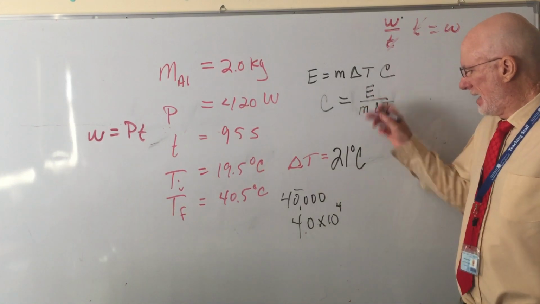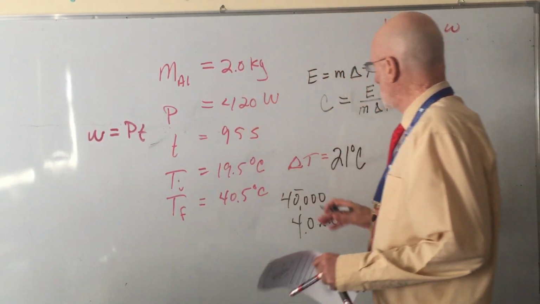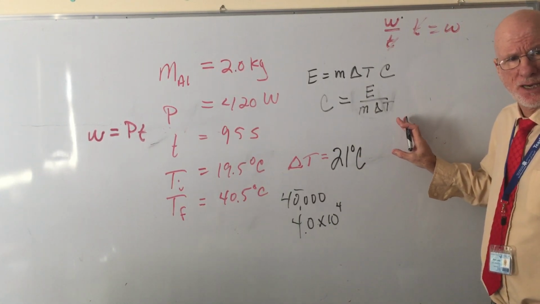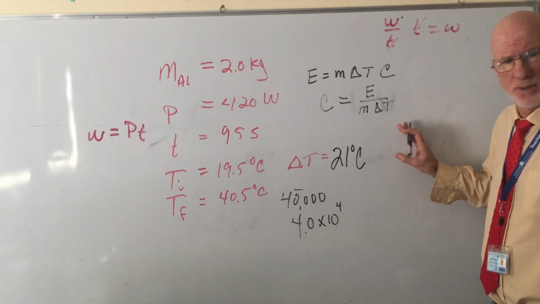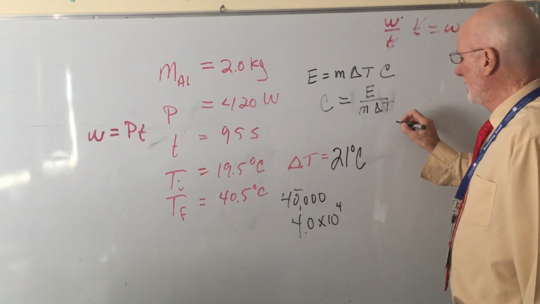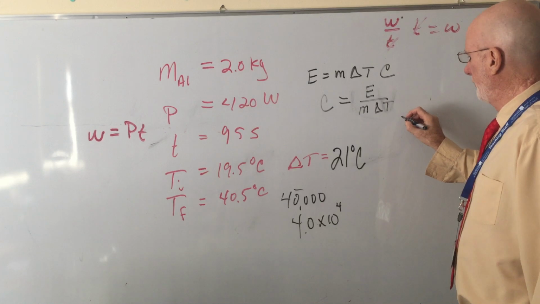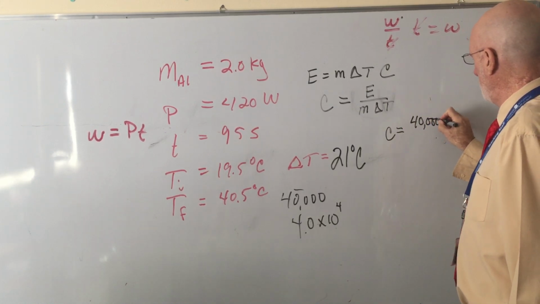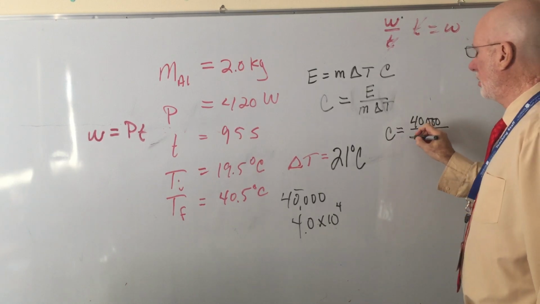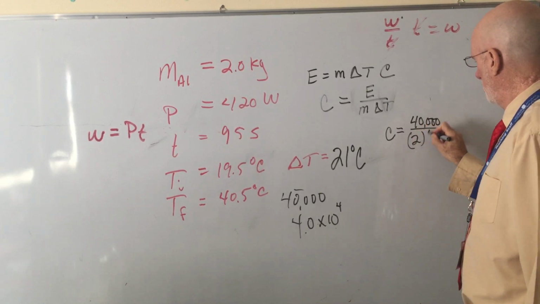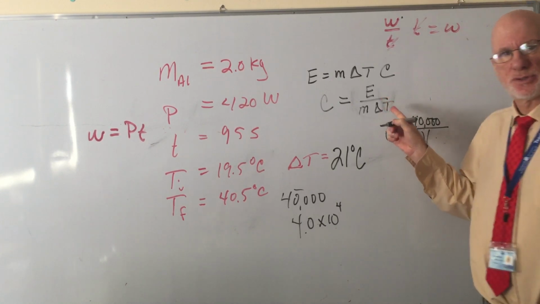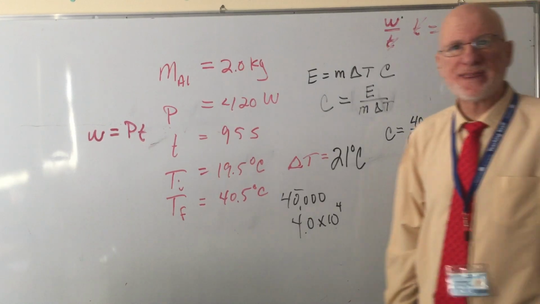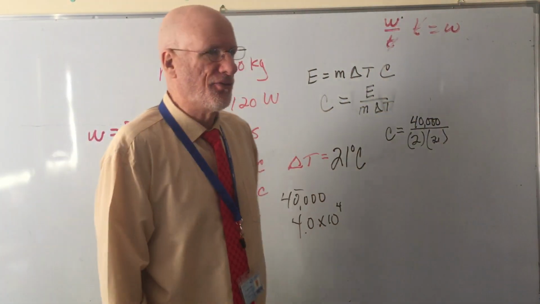All right, so that's E. Can I erase some of this? Am I okay working here? Okay. So this is going to be c equals 40,000 over 2 times 21, right? So what's 40,000 divided by 42?